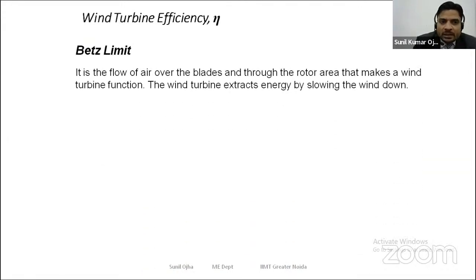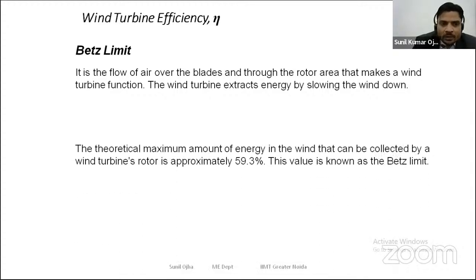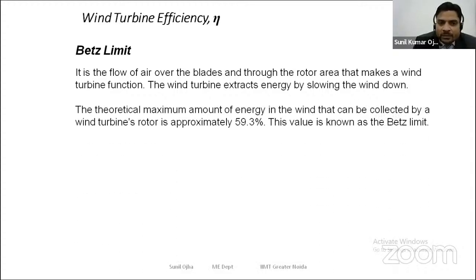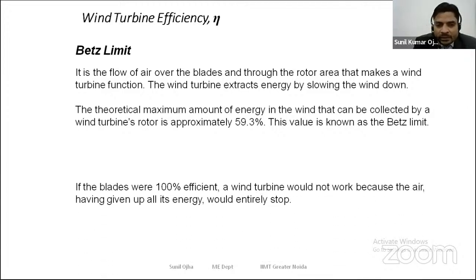The Betz limit concerns the flow of air over the blades and through the rotor area that makes the wind turbine function. The wind turbine extracts energy by slowing down the wind. Theoretically, the maximum amount of energy in the wind that can be collected by the wind turbine rotor is approximately 59%, or 59.3%. This value is known as the Betz limit.